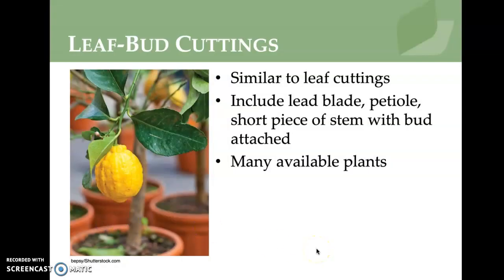So this is a leaf bud cutting, which is similar to leaf cuttings. They include a leaf blade, a petiole, short piece of stem with bud attached, and many plants are available this way. And that is actually a lemon tree that is grown from a leaf bud cutting.